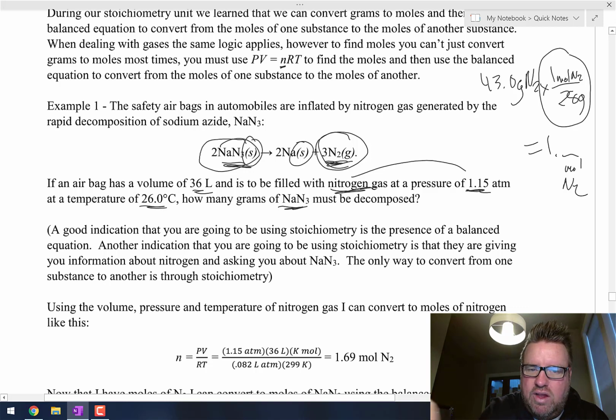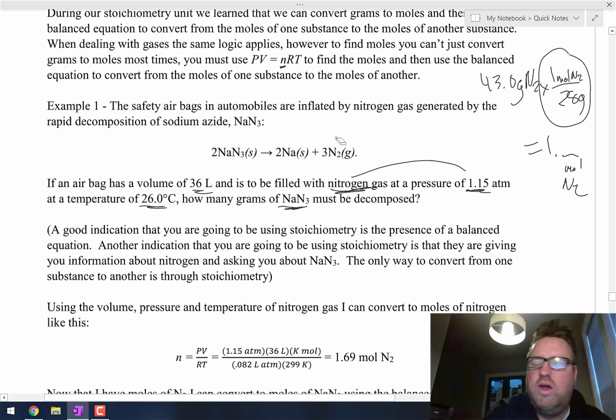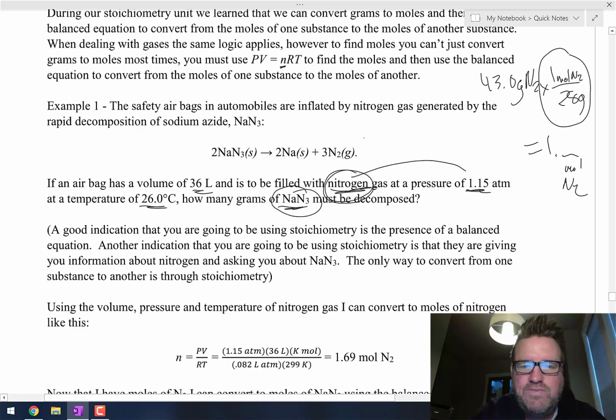Solid, solid. Okay, so the pressure is referring to the nitrogen. And plus you can see a chemical equation there. You may have to balance that chemical equation, but again, the main way you know this is involving stoichiometry is the fact that they're asking you about one thing, but they're giving you information about something else.